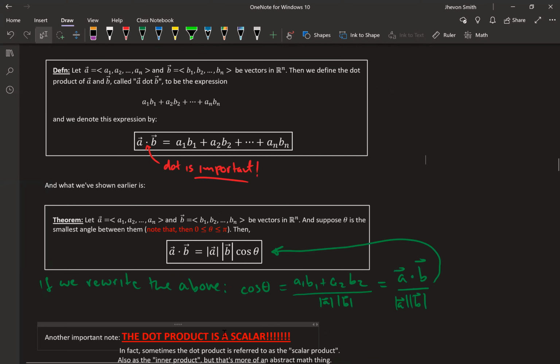The dot product is a scalar. So it's a scalar quantity. You take A dot B. This is how you find it. A1 times B1 plus A2 times B2 plus A3 times B3 all the way up to, dot, dot, dot, plus AN times BN. It's also true that A dot B is equal to the magnitude of A, magnitude of B, cosine theta, where theta is the smallest angle in between them.